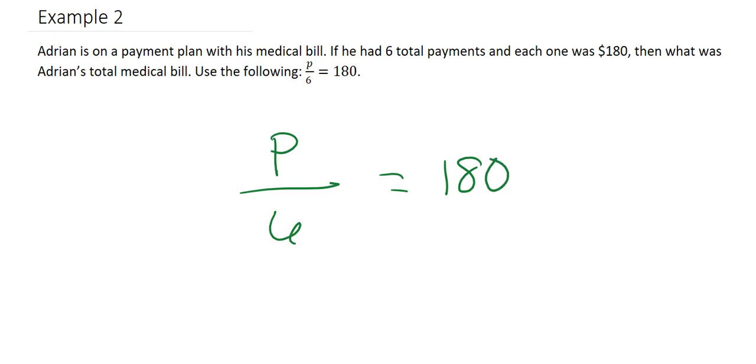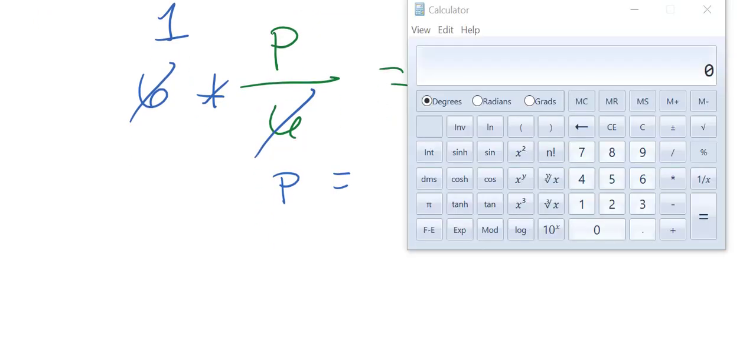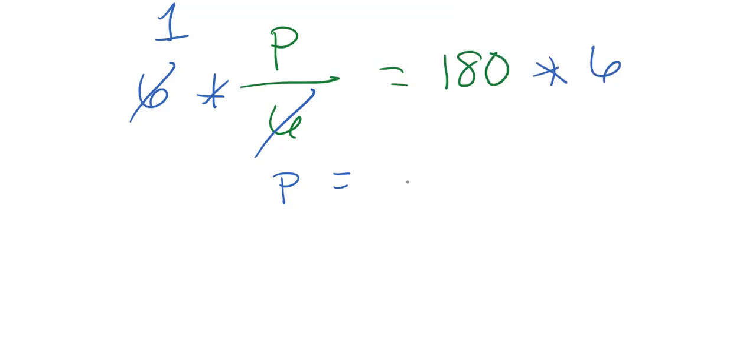So we do the opposite of this division, we're going to go ahead and multiply. We multiply by 6, so then this 6 is just gone on the left-hand side because 6 over 6 is just 1, so we have P on the left-hand side. Then we get our calculators out and we go 180 times 6, and we're left with 1,080.